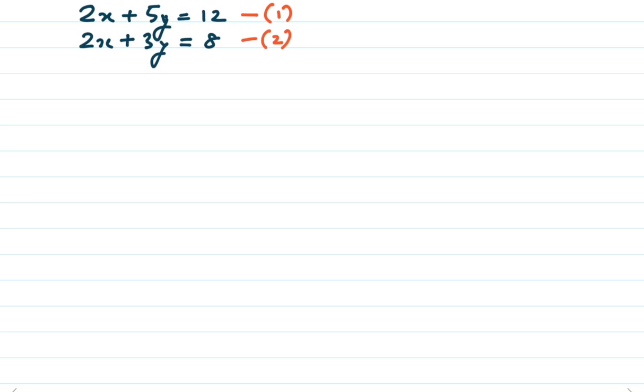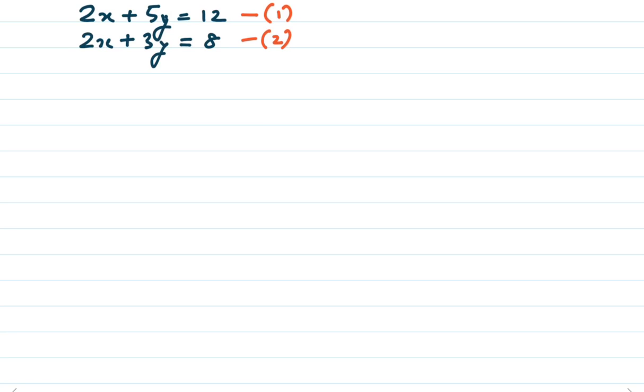Let's say I have 2x plus 5y is equal to 12. This is my first equation. Another equation, 2x plus 3y is equal to 8. This is my second equation. Now, in the elimination method, I can eliminate either x or y. In this question, let me show you how to eliminate x.